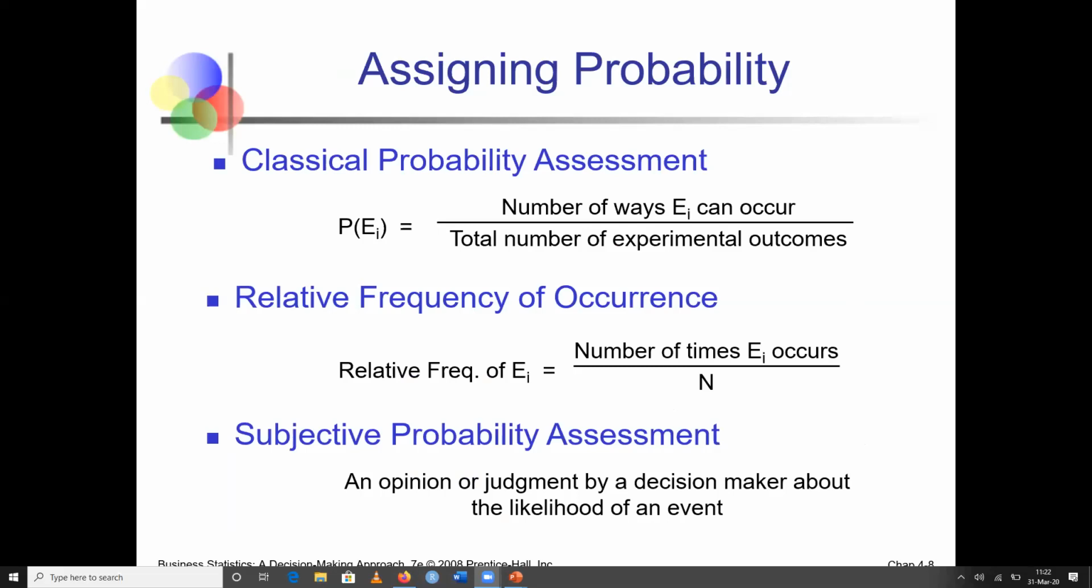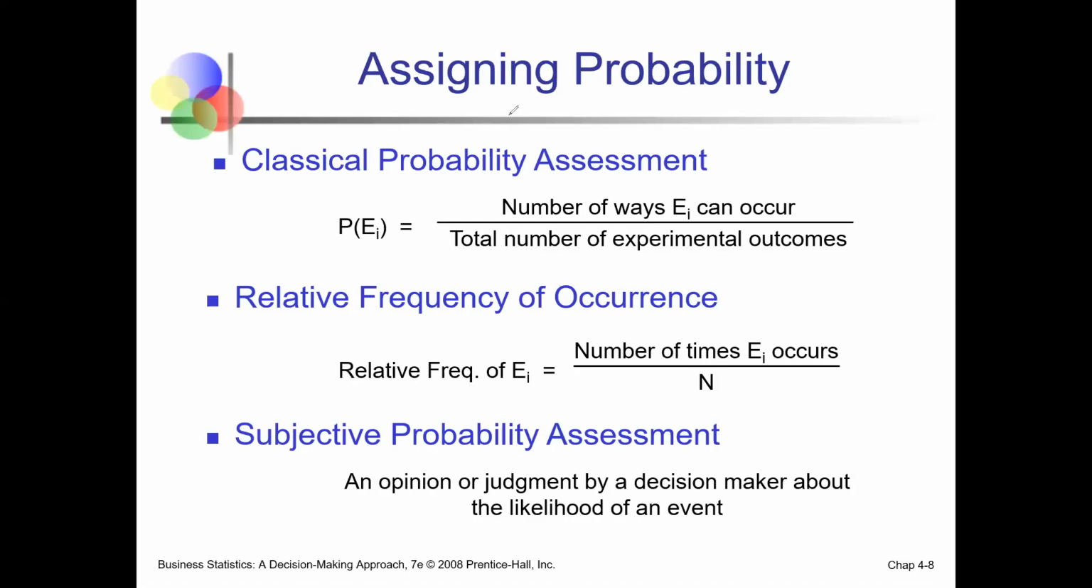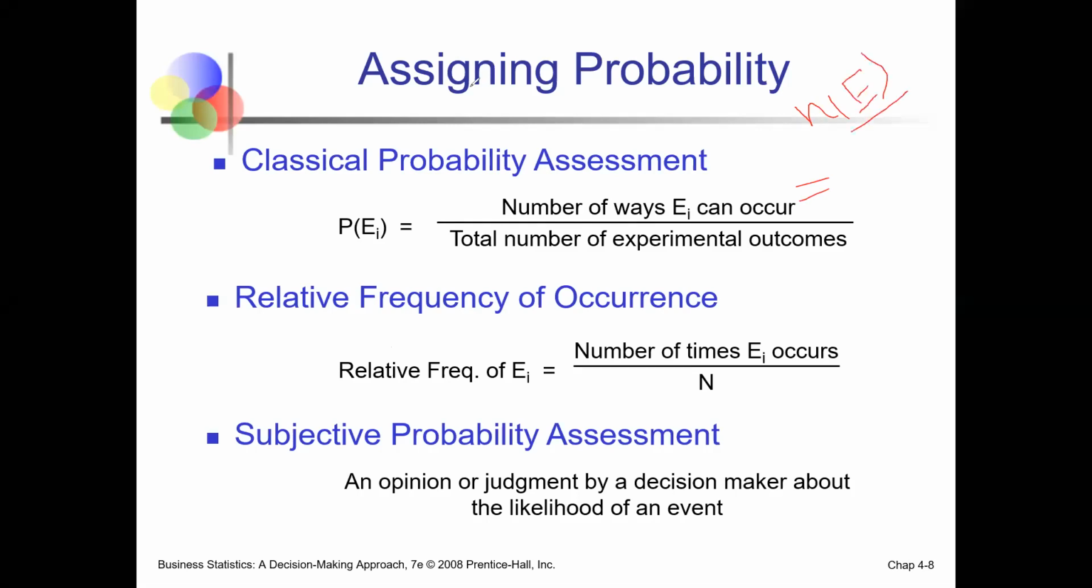Classical probability: we usually find it for any kind of experiment. I'm just writing it. So this kind of probability, usually we can say n of E, where we use E as an event, divided by n of S. So usually we can use this formula.